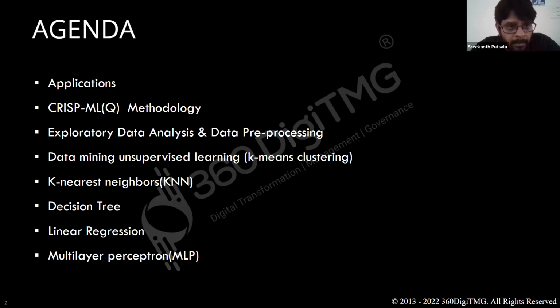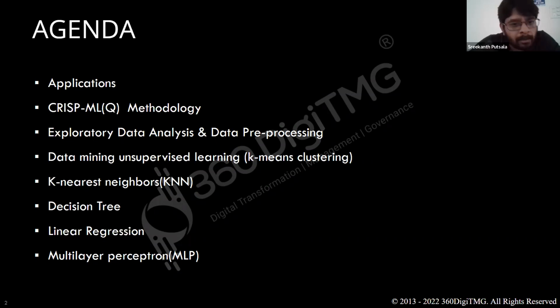analytics. So we start with applications. Then we look into CRISP-ML(Q) methodology. Then we see the exploratory data analysis and data pre-processing techniques. Then we have data mining, where we start with unsupervised learning. We see the flow. Okay, what happens with unsupervised learning, what happens with supervised learning. Then we look into k nearest neighbors. So the models that we have here.